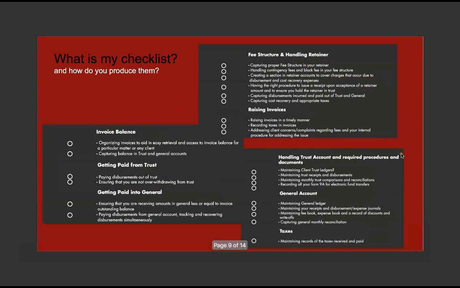Now let's look at the checklist itself. I want to spend some time and understand the checklist, and I will bring out each and everything with respect to reconciliation, right? If reconciliation happened properly, these would have been handled. The first thing in the checklist is the fee structure and handling of the retainer. The auditor will look to see if you're capturing your fee structure properly in your retainer, right? If you're handling contingency fee or block fee, you should have all these things in your retainer. Create a section in your retainer that covers charges that happen due to disbursements. So, you can just go check, right?